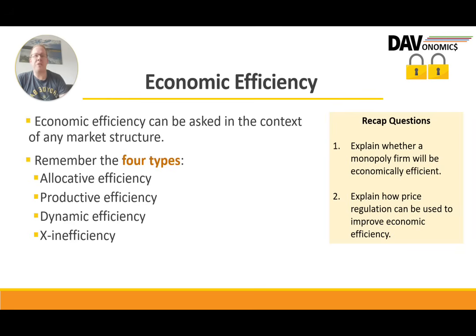So is perfect competition relatively efficient in the long run? Is monopoly likely to be dynamically efficient? Is Apple dynamically efficient or not? If firms collude in an oligopoly, are they going to be X-inefficient? So those four types are known as different ones.